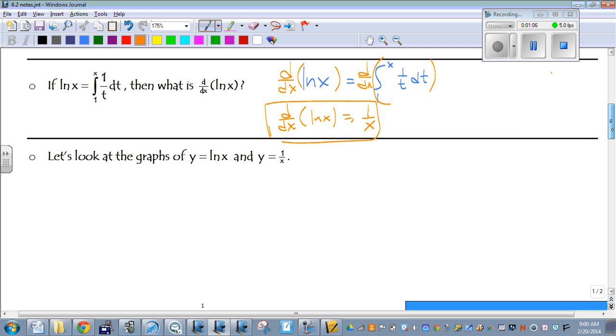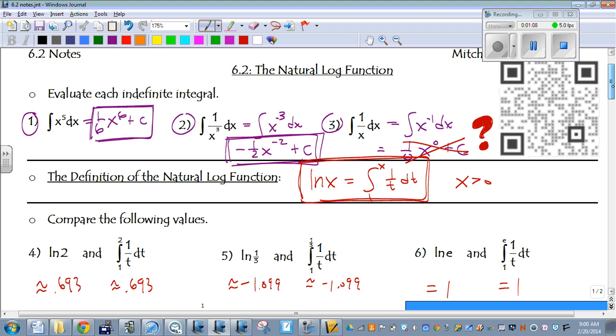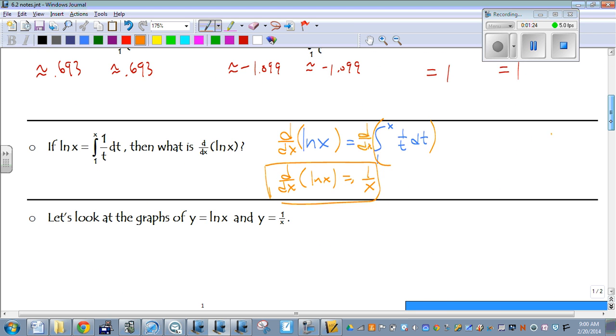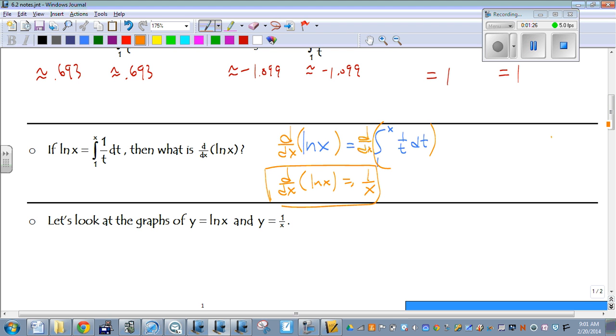Let's think back to the beginning of our notes. If the derivative of natural log of x is 1 over x, what's the antiderivative of 1 over x? Natural log of x plus c, right? Just going backwards from what we talked about down here. We'll focus on the antiderivatives tomorrow. Today we're going to focus on the derivatives.